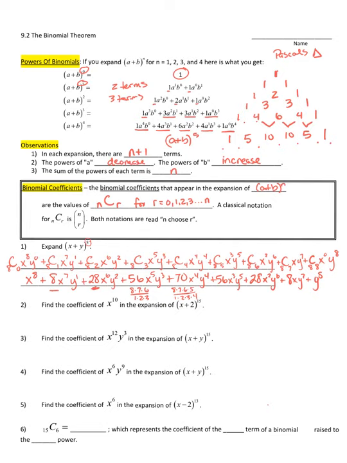It says, find the coefficient of x to the 10th in the expansion of x plus 2 to the 15th. And you're like going, whoa. And I remember I used to say that. What the heck? How do you do that? Does that mean I have to expand x plus 2 to the 15th? No, you do not.